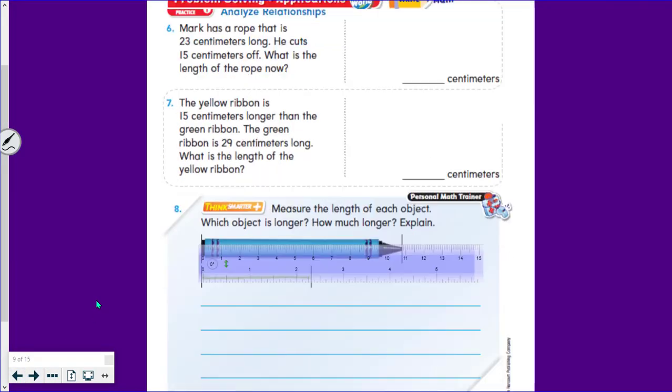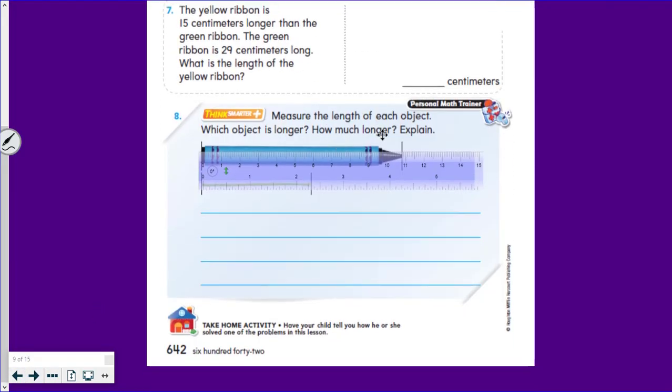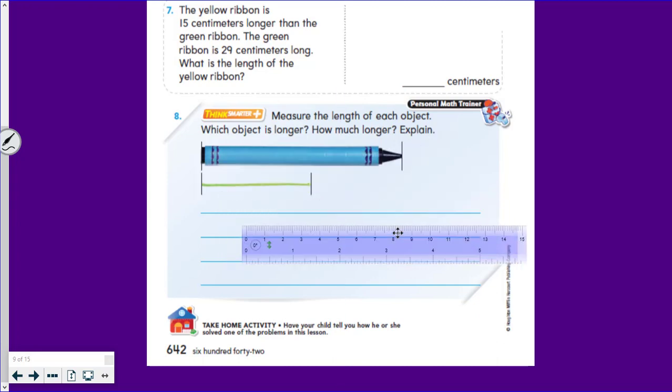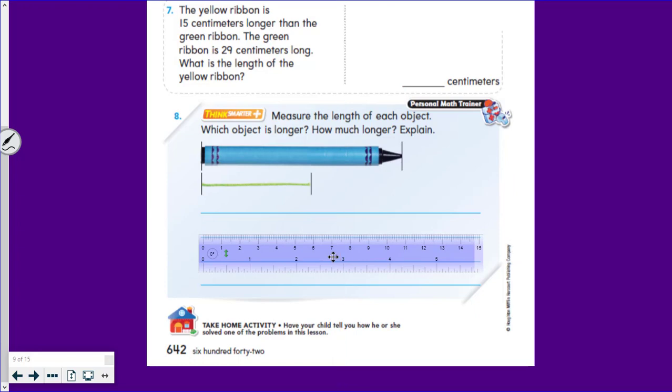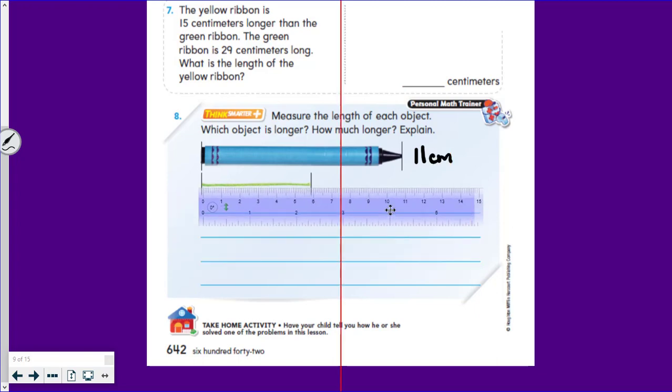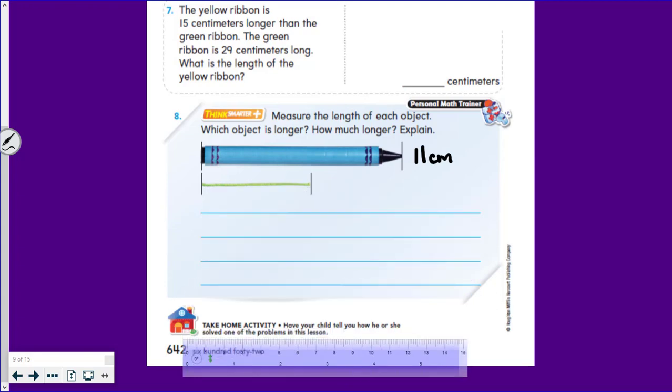And we're going to do the Think Smarter problem. It says, measure the length of each object. Which object is longer? How much longer? Explain. So we've got 3 things that we have to answer down on the blanks. The crayon is about 11 centimeters, and so I'm going to take notes. 11, and the abbreviation for centimeters is cm. And the string is about 6 centimeters. So I'm going to write 6 cm.